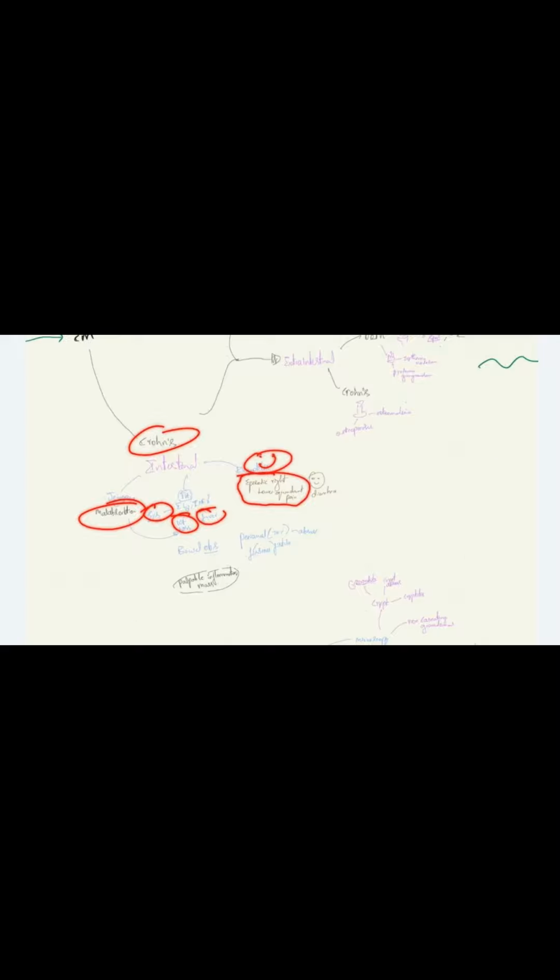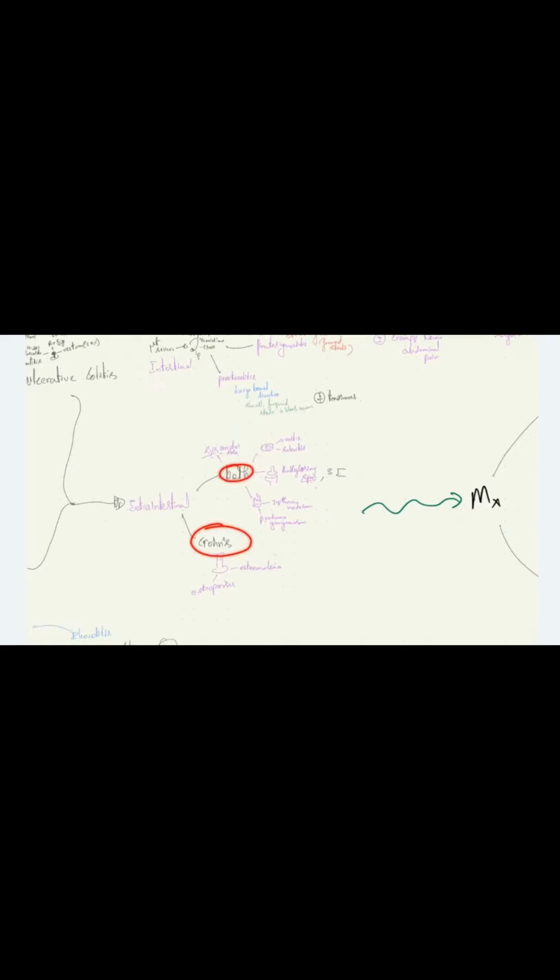And also extraintestinal manifestations, we saw ankylosing spondylitis, sacroiliitis, uveitis, scleritis, systemic amyloidosis, erythema nodosum, pyoderma gangrenosum, and osteoporosis.